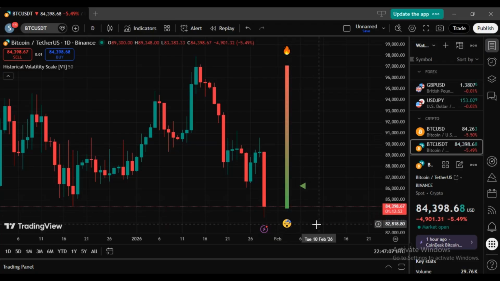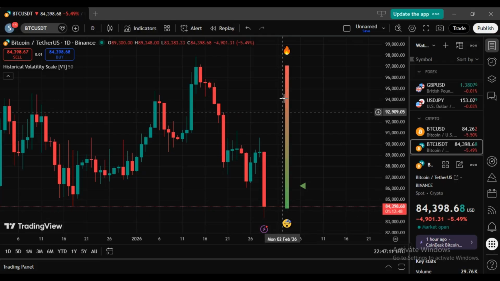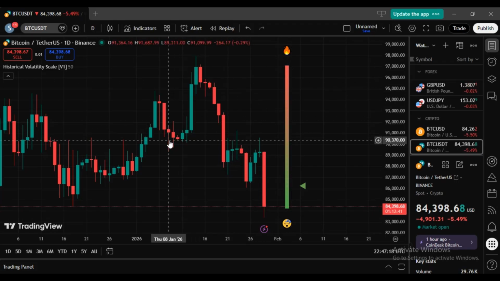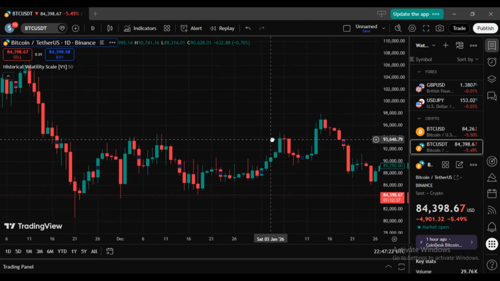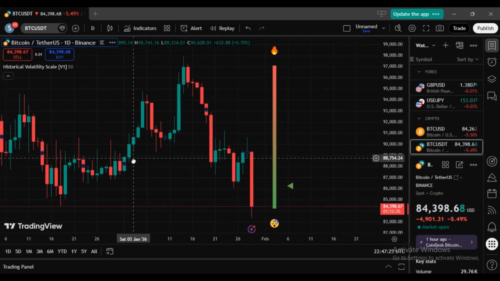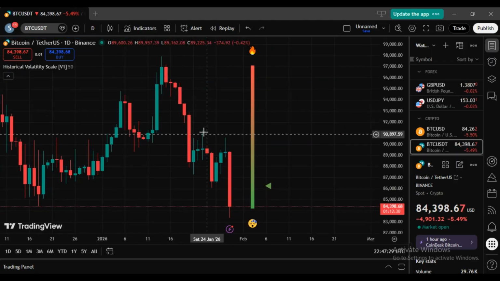You can see a thin, multicolored vertical bar on the right side of the chart. This bar represents the current volatility state of the market, not price levels. Each color in this bar represents a different volatility environment. Cool colors like blue or green indicate low volatility. Warmer colors like yellow, orange, or red indicate high volatility. This means price is moving aggressively, spreads widen, and risk increases.